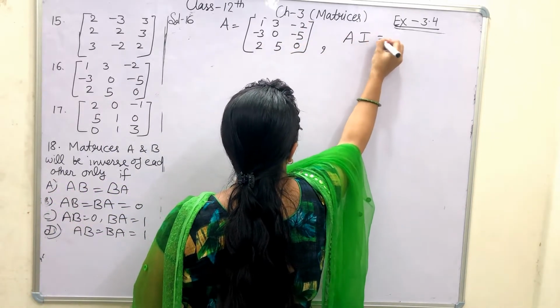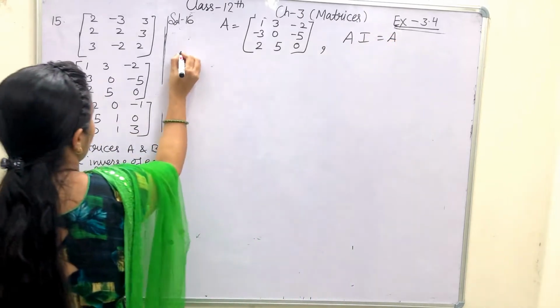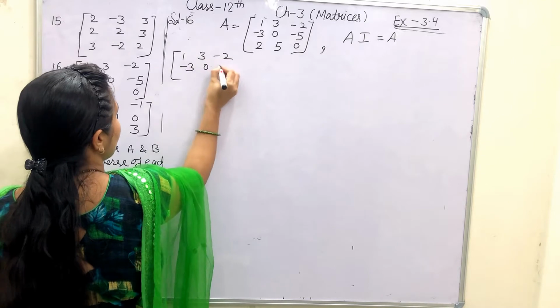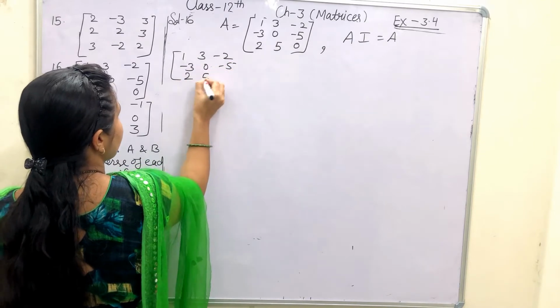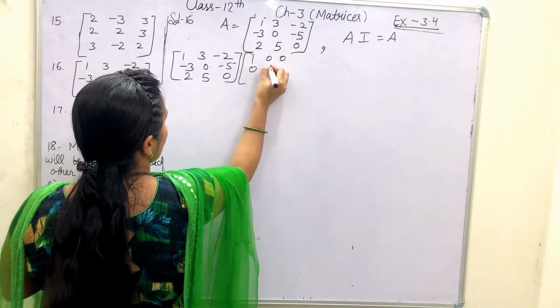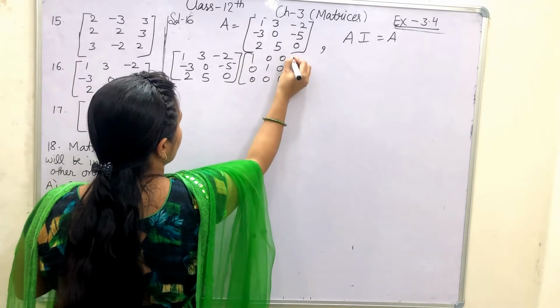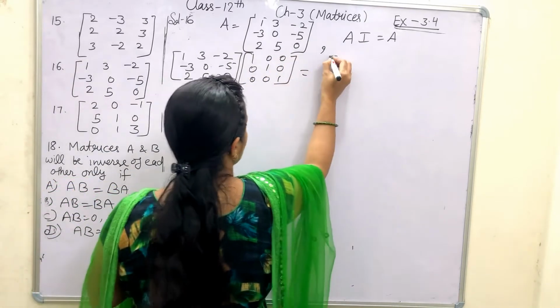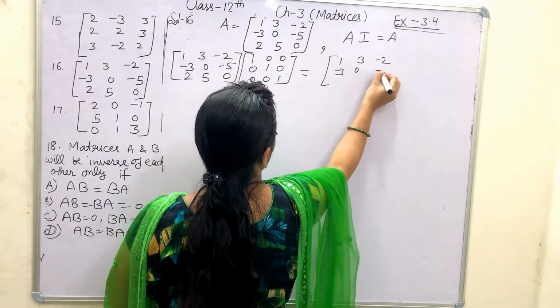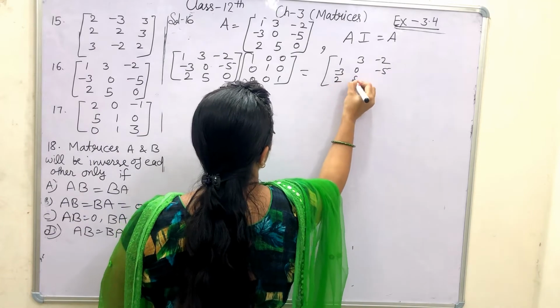AI equal to A. Here we write the augmented matrix: 1, 3, minus 2, minus 3, 0, minus 5, 2, 5, 0, and the identity 1, 0, 0, 0, 1, 0, 0, 0, 1. Here is 1, 3, minus 2, minus 3, 0, minus 5, 2, 5, 0.